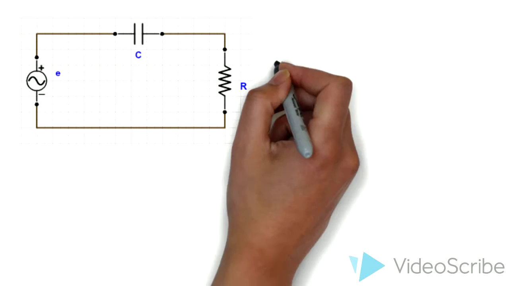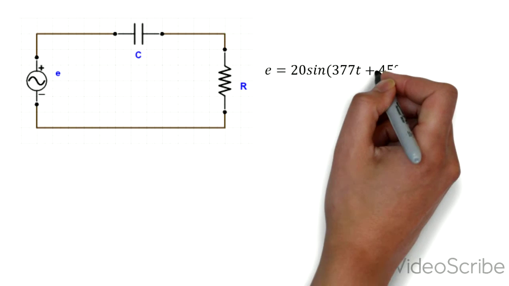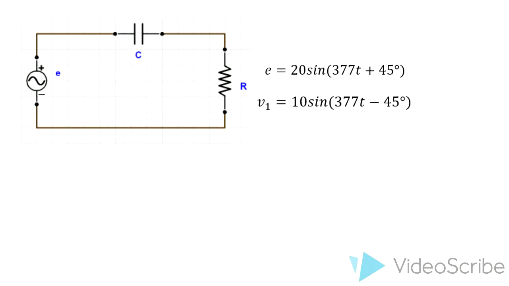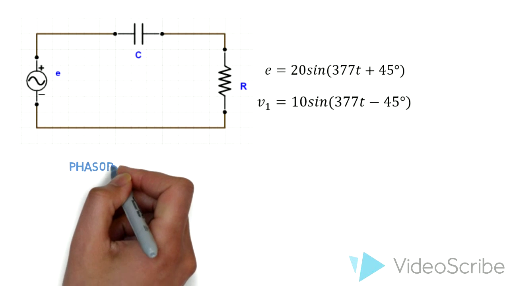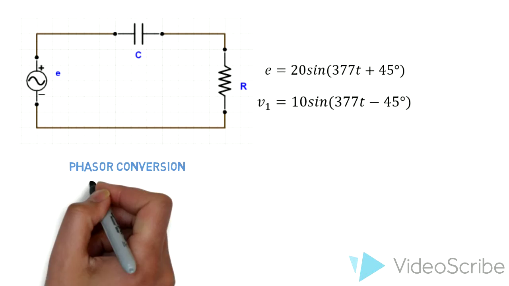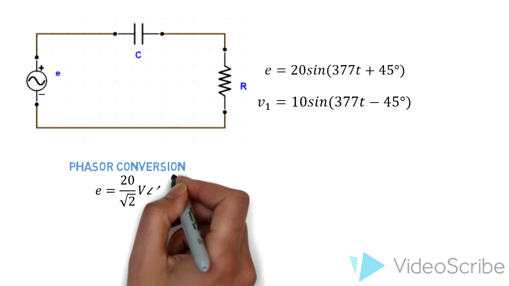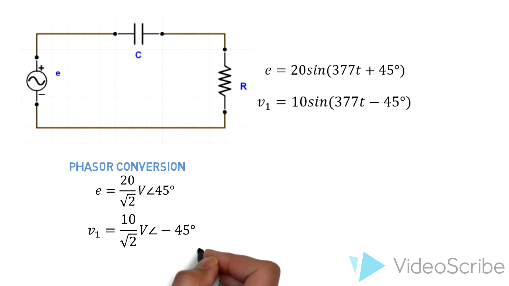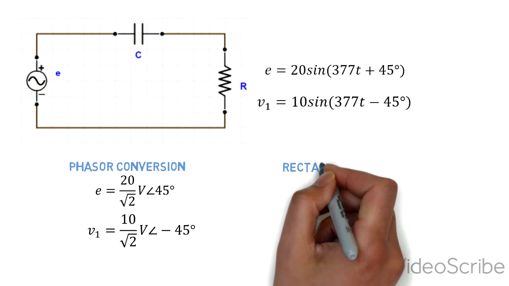Here, the power supply is given by this waveform, and the voltage across the capacitor is given by this waveform. Now, just as before, we're going to convert to the polar form using the same process. In this case, the power supply is equal to 20 over root 2 volts at an angle of 45 degrees, and the capacitor's voltage is given by 10 over root 2 volts at an angle of negative 45 degrees.